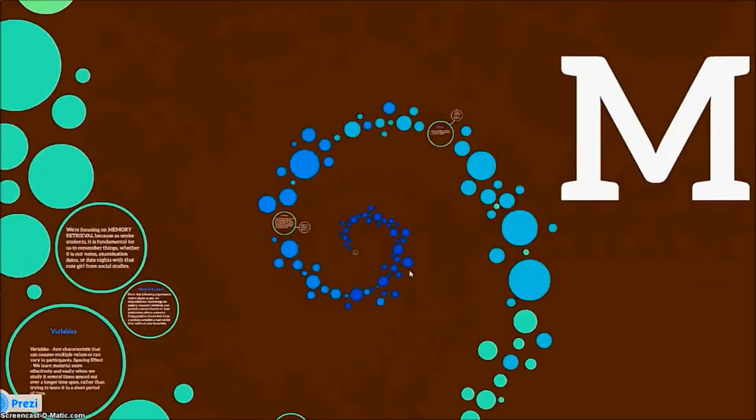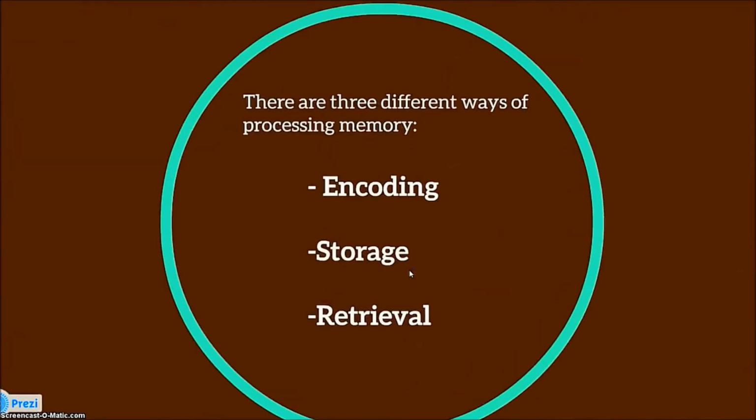Memory. There are 3 different ways of processing memory: encoding, storage, retrieval.